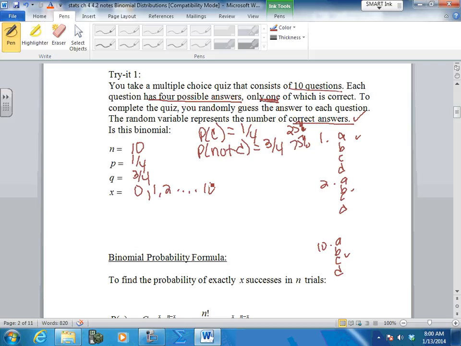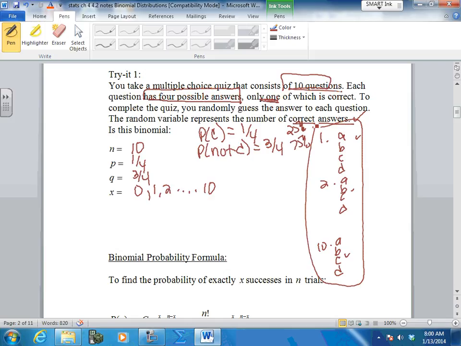My probability does not change. This is a great one on the Algebra 2 because kids get so confused right here. There are 4 possible answers and there are 10 questions. You know how many times kids write the probability 1 out of 10? What helps is this: draw this out as if you were really taking this test.